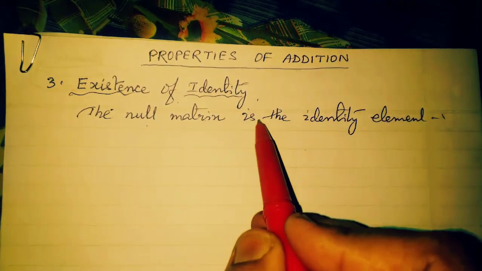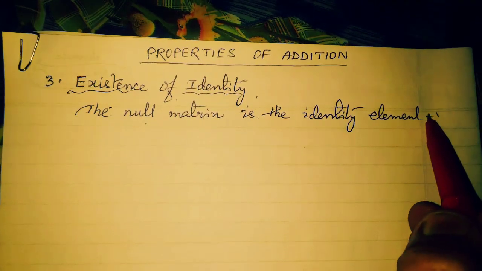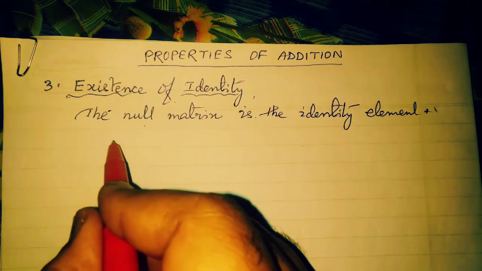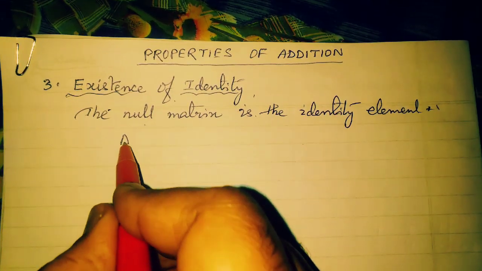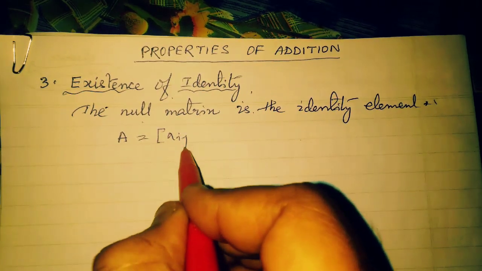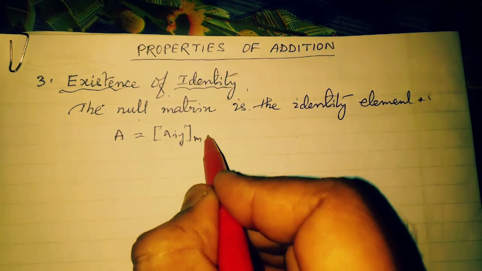Next property is the existence of identity. The null matrix is the identity element. Null matrices we generally denote by O. Suppose we take a matrix A, given over here as A_ij, whose order is M into N.